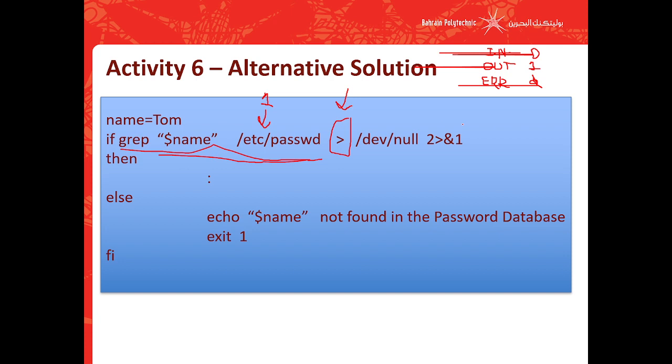What this part means is kind of like forcing it. You're saying, please, if there's an error, which is the 2, the standard error is represented by 2, can you please convert it to standard output? Because 1 stands for standard output.